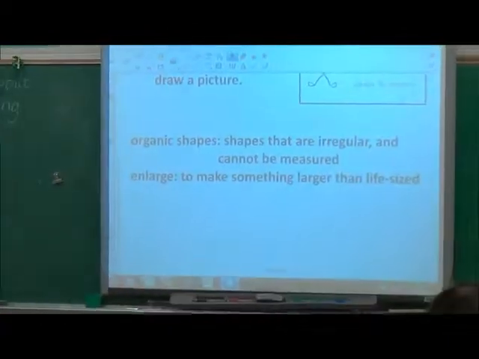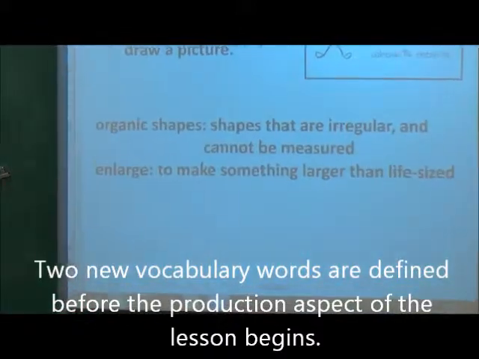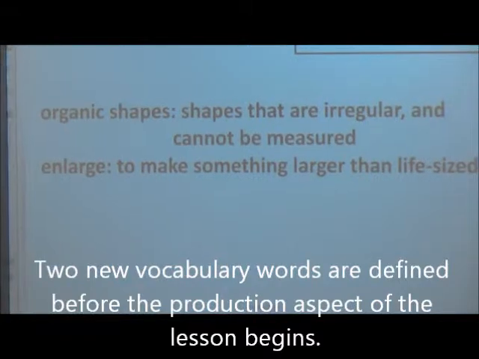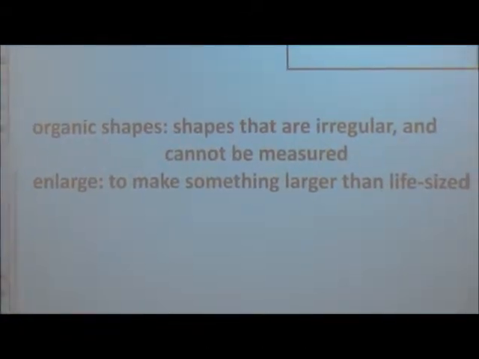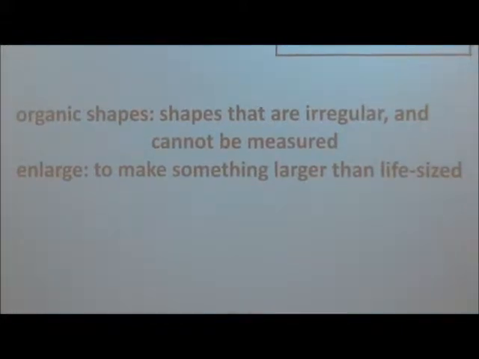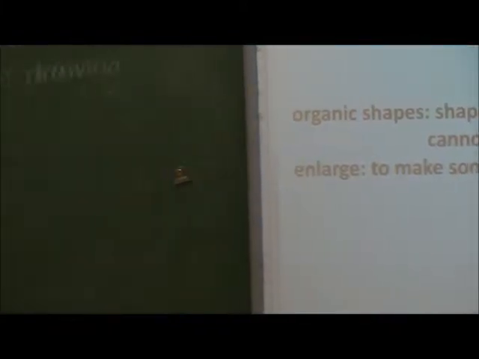Write 2 vocabulary words in your sketchbook that have to do with our drawing. We know what observation is, but these are our next 2 vocabulary words. Make sure you write the words and draw a picture. An organic shape is a shape that cannot be measured in math. So it's a shape you've never learned about in math. A circle you learn about in math is not organic, but a blob is a great organic shape.